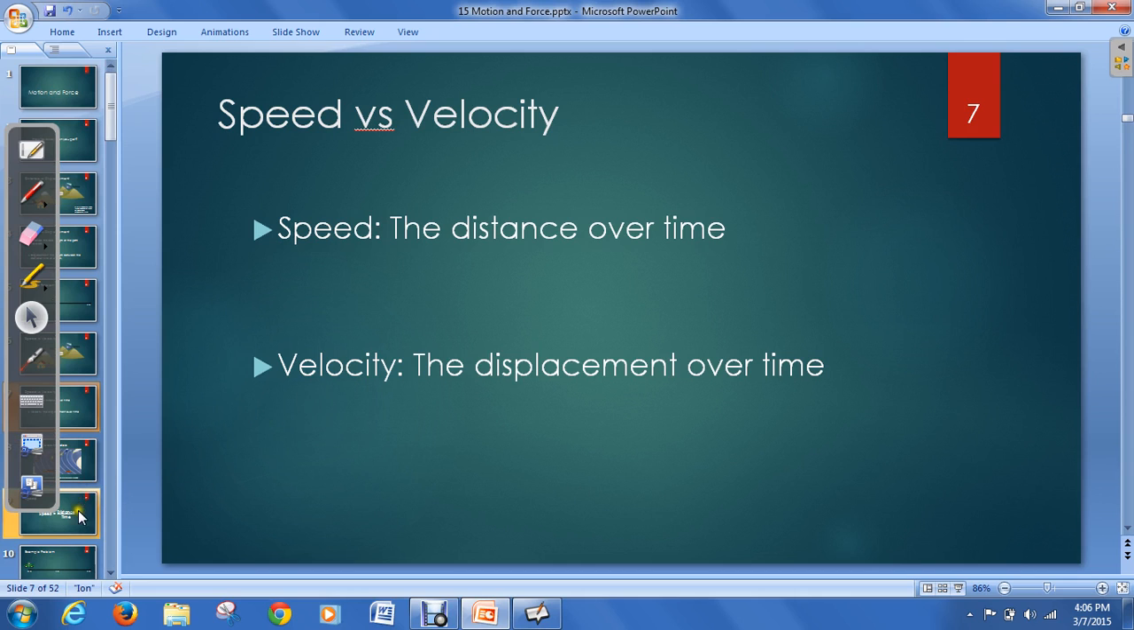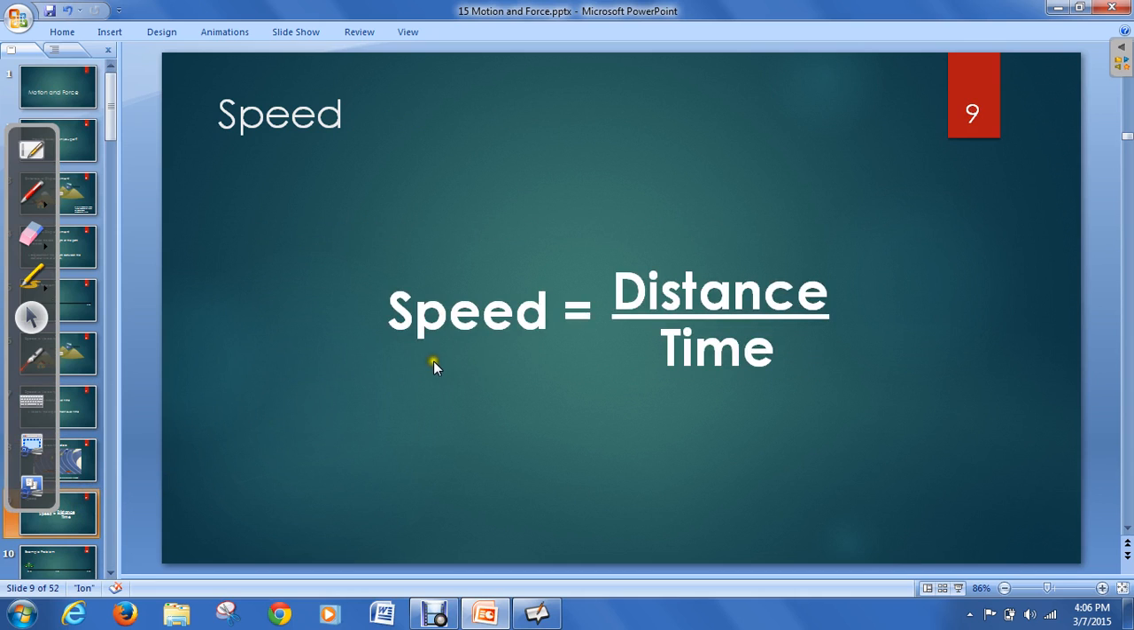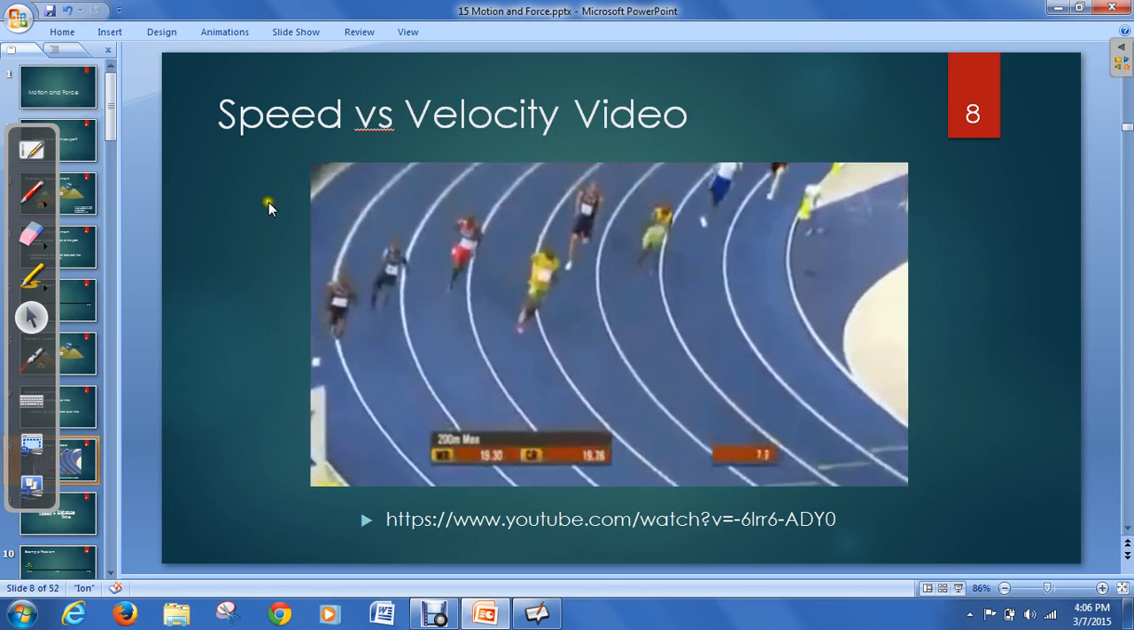Another way you could write it is as an equation. The speed equals the distance over the time, and the velocity equals the displacement over the time. Then in class, we watched this video that I narrated for college about Usain Bolt running the 200-meter. And in that video, we saw that his speed is much faster than his velocity because he's going around this curved path.